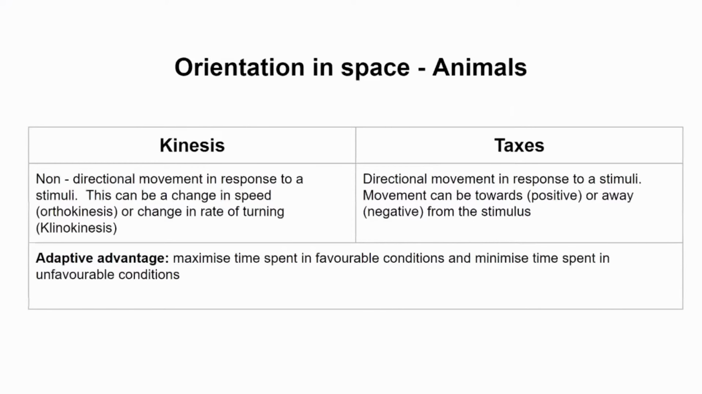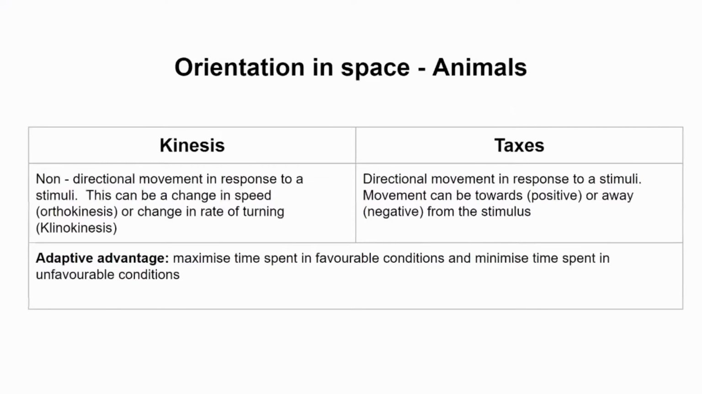Then moving on to talk about animals. So we've got our orientation in space with animals. So you would have learnt about taxis and kineses. So I think of kineses as quite similar to nastic responses in that it's non-directional. Okay, the animal is simply responding to a stimuli. It's not moving towards it or away from it. Instead, it's changing its speed or is changing its rate of turning.